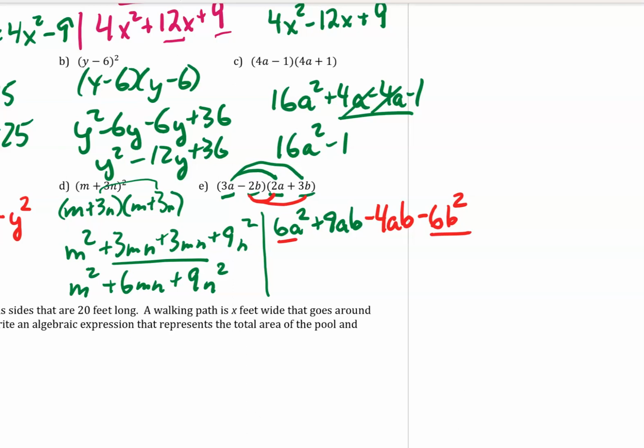Now, I do notice I have like terms, but they don't eliminate one another. They certainly don't double, but I have 9 of them, 9ab, minus 4 of them, 4ab. So 9 of them minus 4 of them is 5. ab as my middle term. So I have 6a squared plus 5ab minus 6b squared.